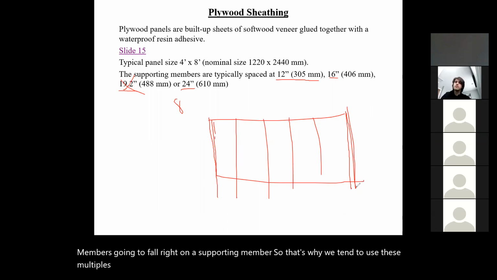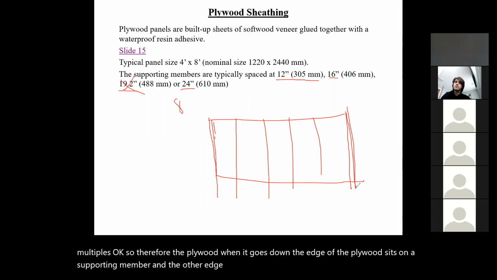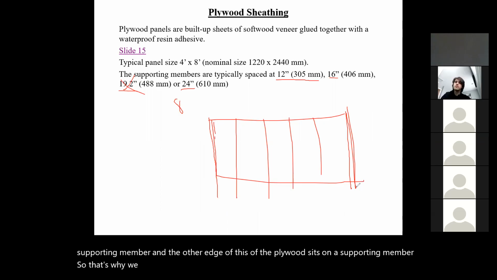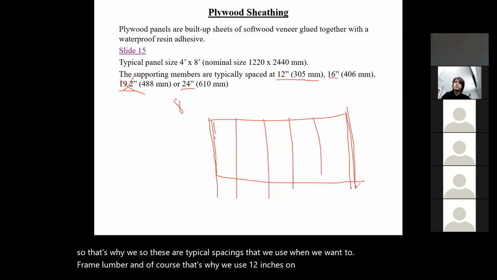So therefore, when the plywood goes down, one edge of the plywood sits on a supporting member, and the other edge of the plywood sits on a supporting member. So these are the typical spacings that we use when we frame lumber. And of course, that's why we use 12 inches on center, 16 inches on center, and 24 inches on center.